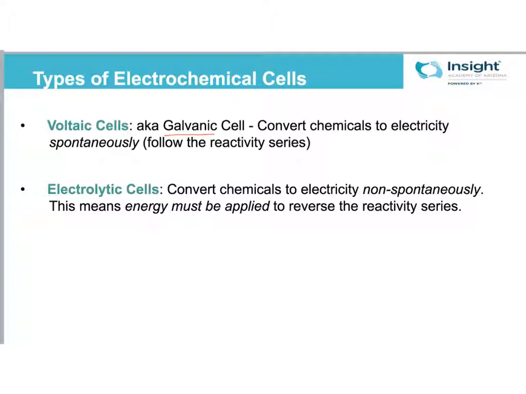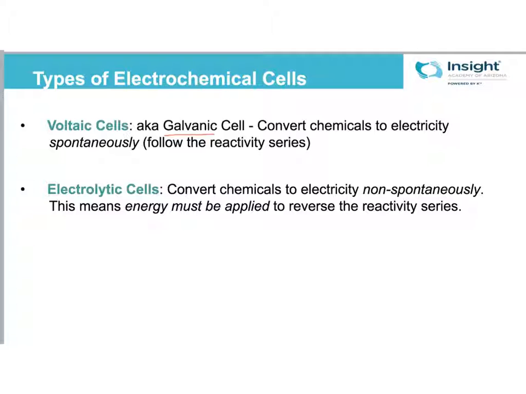What that means is they follow that reactivity series. If there's two metals involved, the one undergoing oxidation is going to be the most active metal, and the one undergoing reduction is going to be the least active. An electrolytic cell is a cell that can convert chemicals into electricity non-spontaneously. You have to provide some energy to get this to happen.